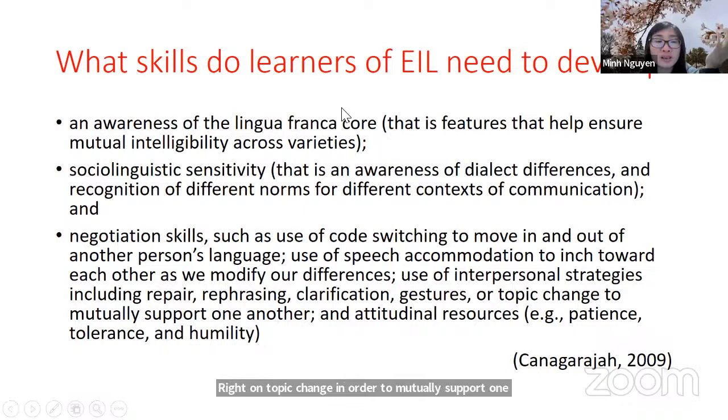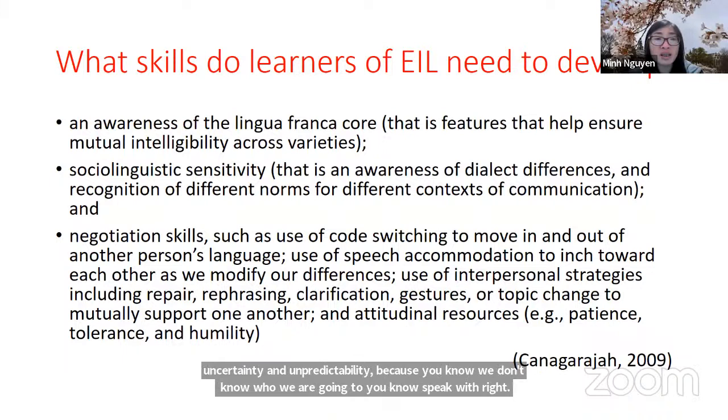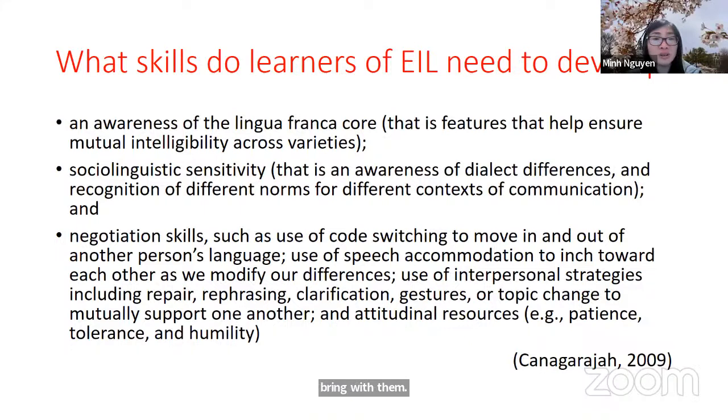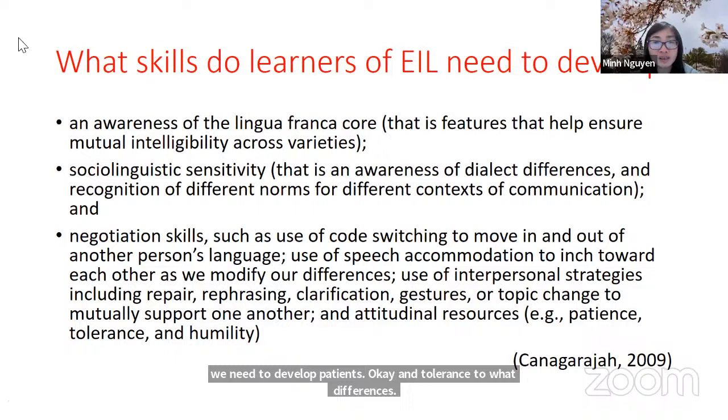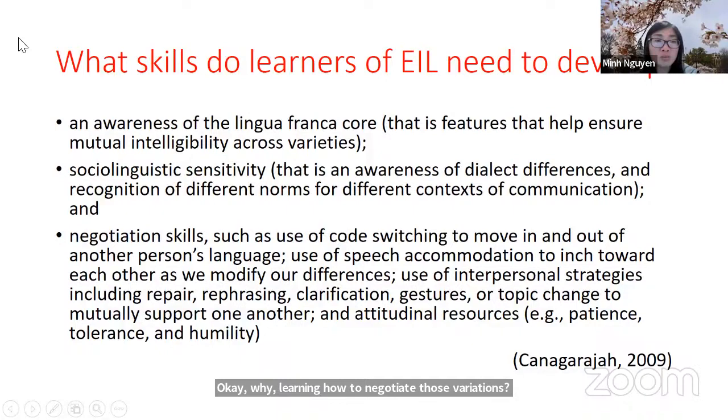So prepare our students for the fact that English as a lingua franca or English as an international language means there's a lot of uncertainty and unpredictability, because we don't know whom we are going to speak with or communicate with, and what kind of varieties they bring with them. They bring their own norms, cultural values, and norms to the communication. So there's a lot of uncertainty, messiness, unpredictability. We need to develop patience and tolerance toward differences while learning how to negotiate those variations, in order to build meaningful relationships with other people and achieve our communicative goals.